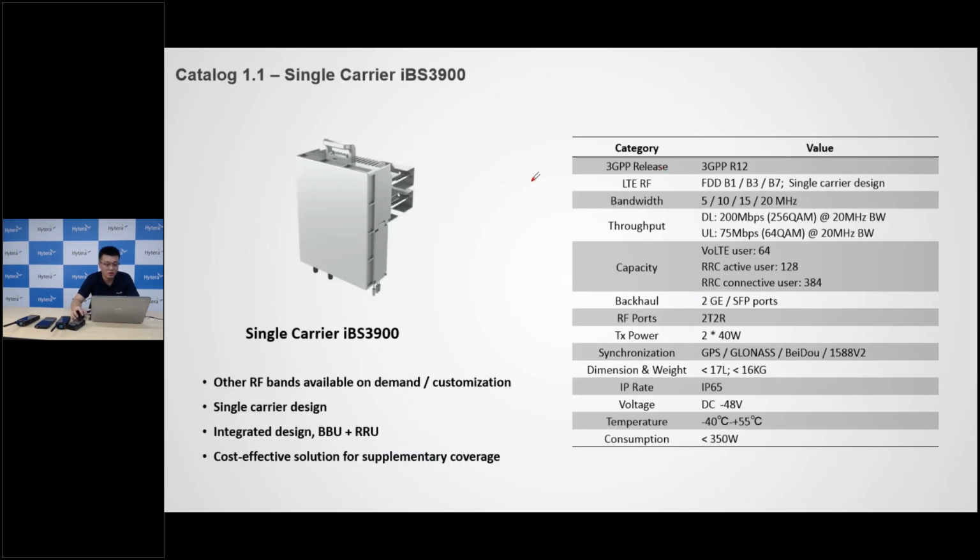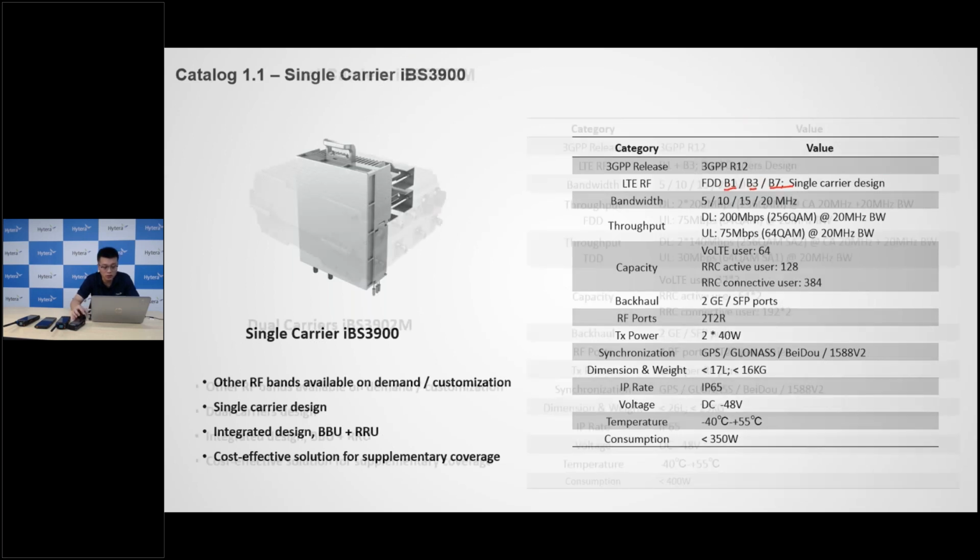The specification of the small cells. Actually, in the Hytera P-LTE solution, we have different options for the small cells product. Let's see them one by one. First, I'd like to introduce the small cell IBS 3900. This one is the most basic small cell product. It supports 3GPP band 1, band 3, and band 7. It just supports a single RF spectrum.